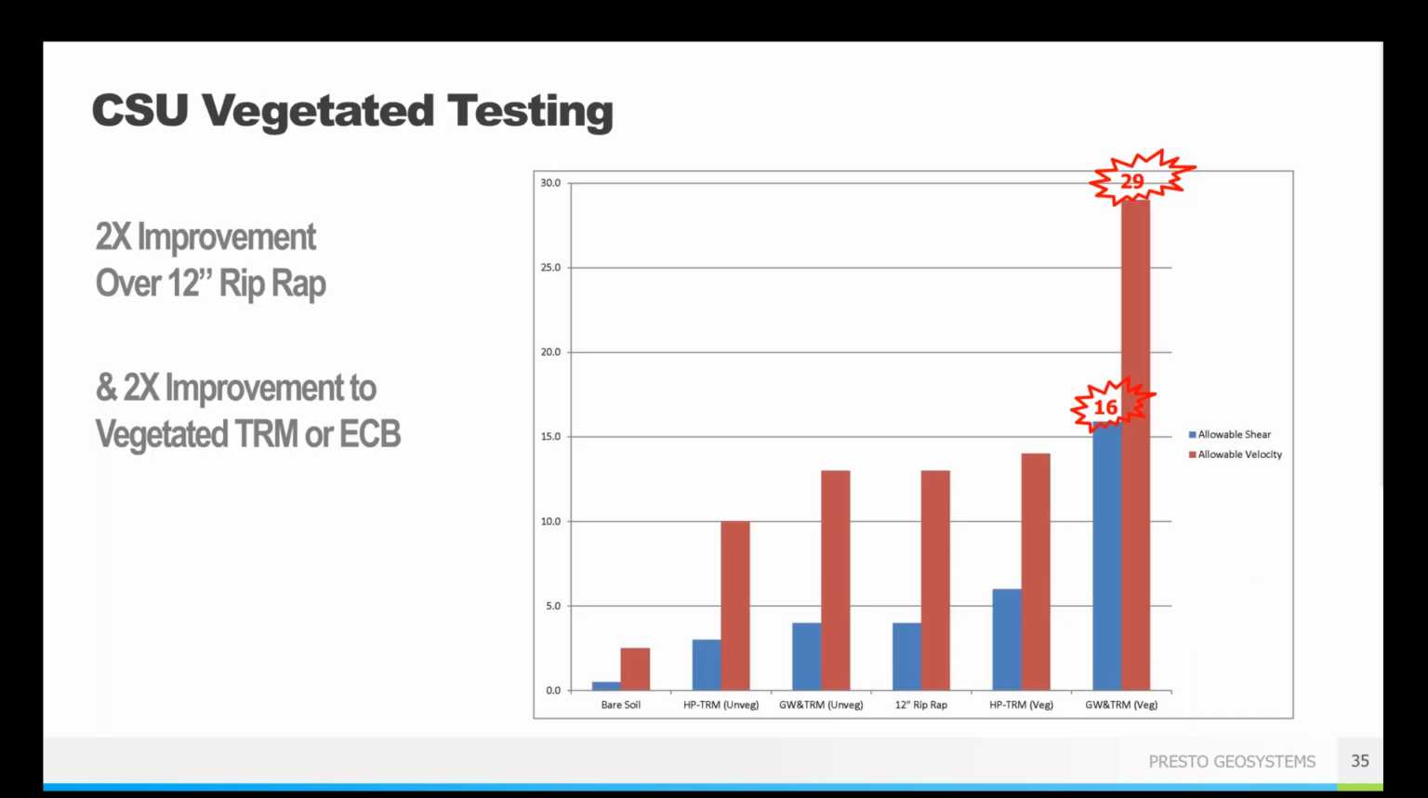And so here is that comparison to a number of different traditional solutions you might think of, including bare soil all the way on the left side of the graph. 12-inch riprap stones are sort of right there in the middle. High performance turf reinforcement mat by itself is the next one. And then the GeoWeb with that turf reinforcement mat is on the far right-hand side with the allowable shear stress and allowable velocities there. You can see significantly higher than any of your traditional solutions. So really great results. You can see that they sort of speak for themselves in this case.